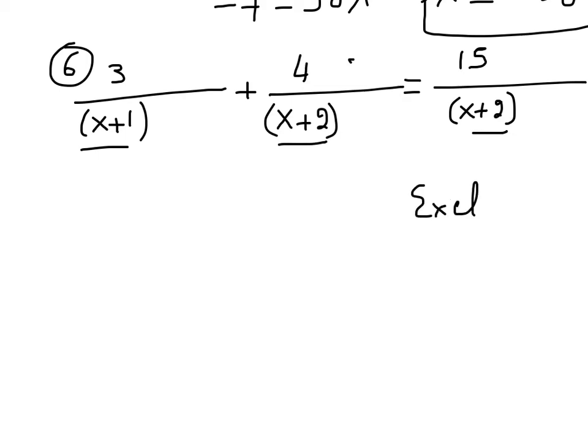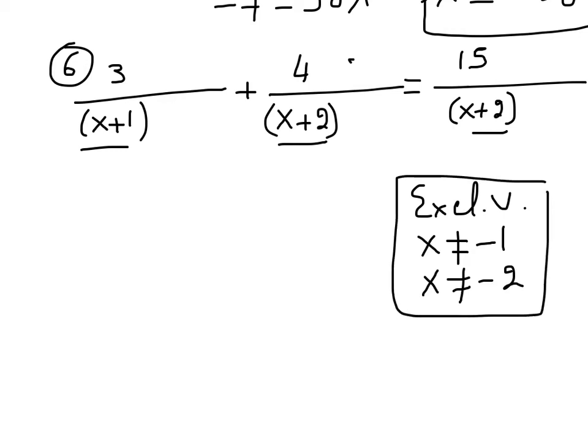Excluded values first. We're going to go after those denominators and make sure they cannot equal 0. That means for the first one, x plus 1 cannot equal 0, so x cannot equal -1. And then x plus 2 cannot equal 0, so x cannot equal -2. Those are your excluded values.